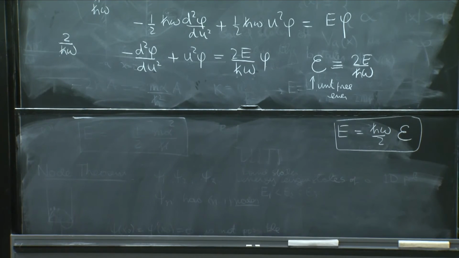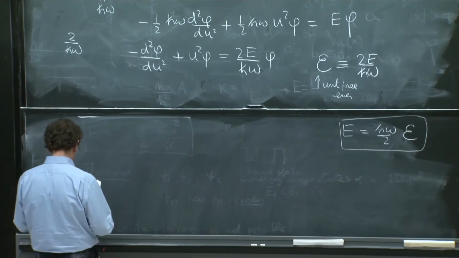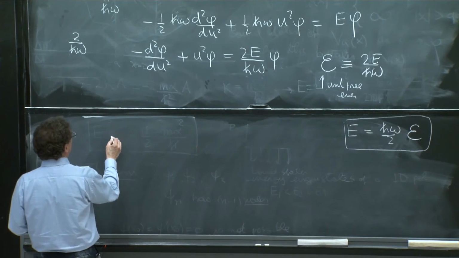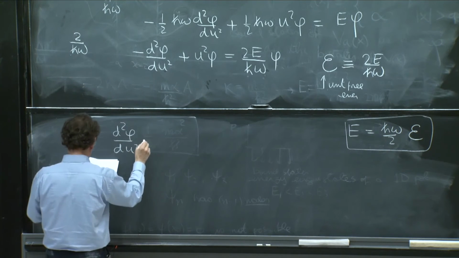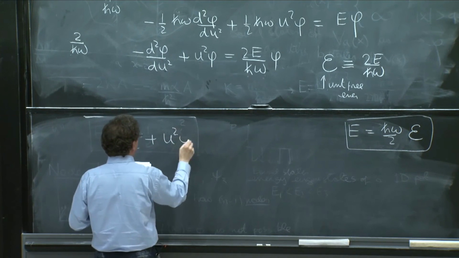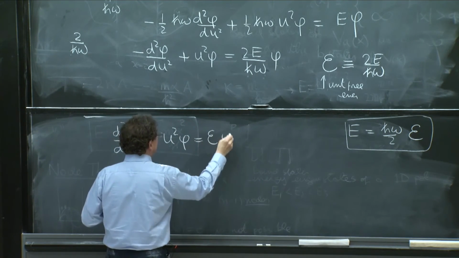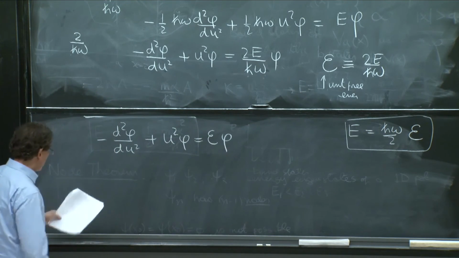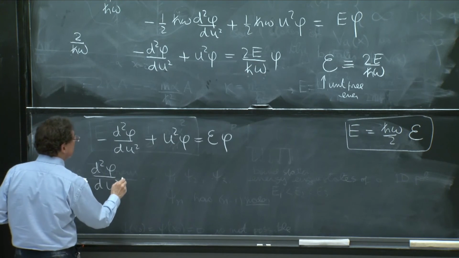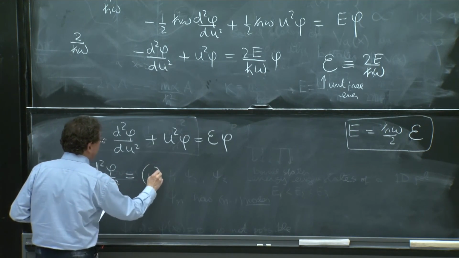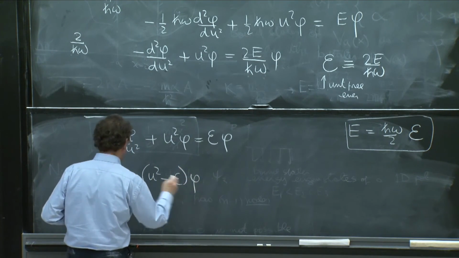So all of this equation has been reduced to this very nice equation: minus d second phi du squared plus u squared phi is equal to curly E phi, or d second phi du squared is equal to u squared minus curly E, times phi.